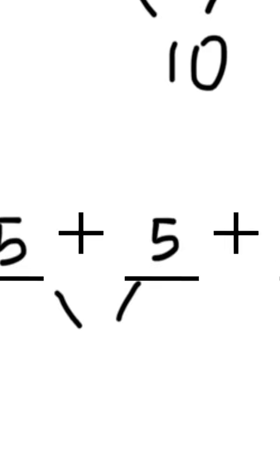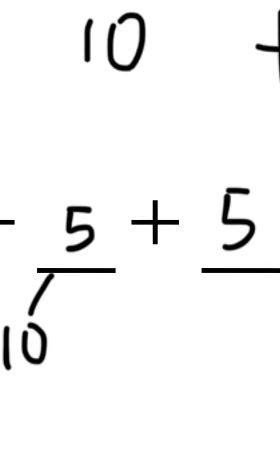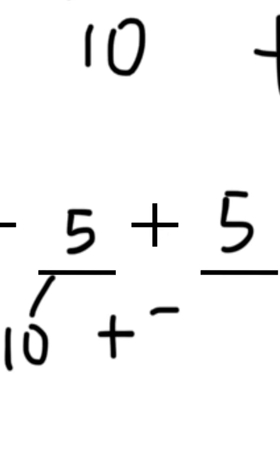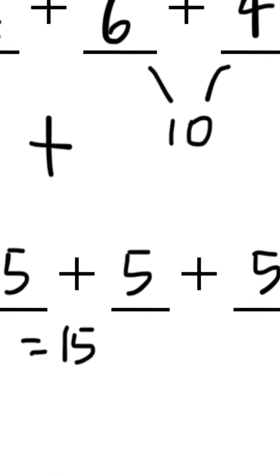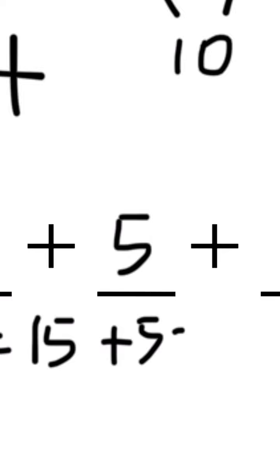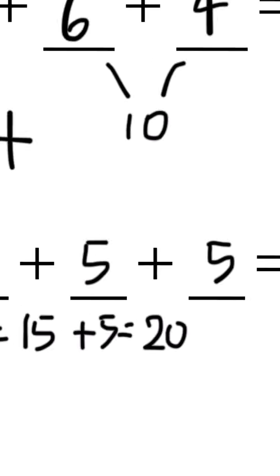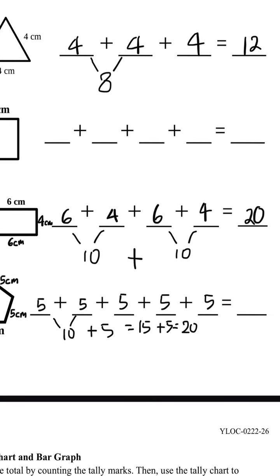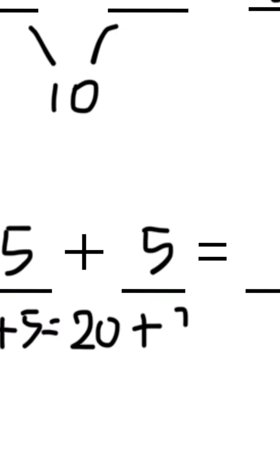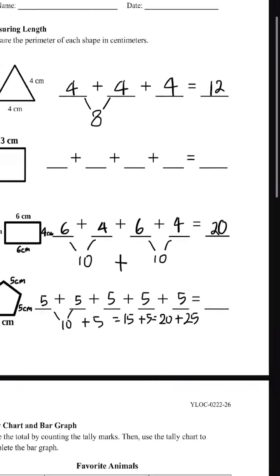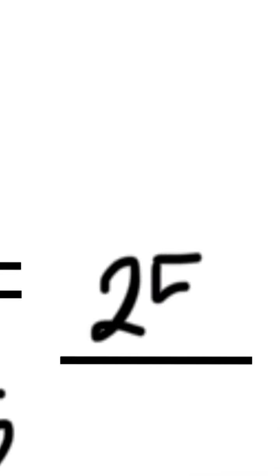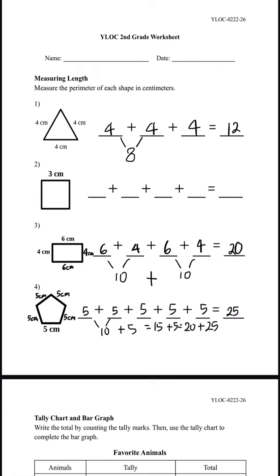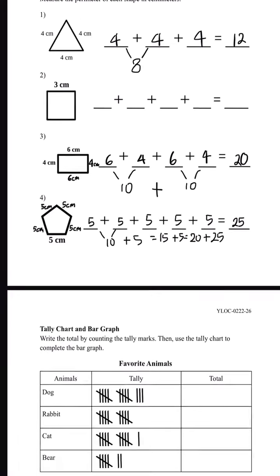5 plus 5 is 10. 10 plus 5 is 15. And 15 plus 5 is 20. And 20 plus 5 is 25. So 25 is the answer for number 4. Let's move on to the next page.